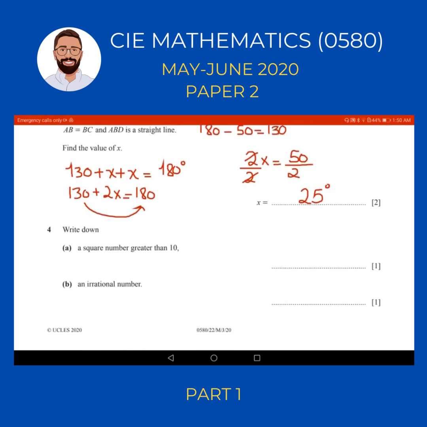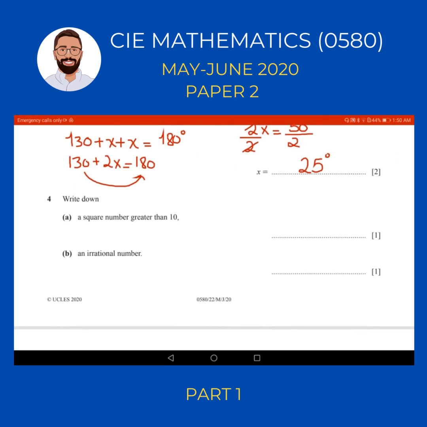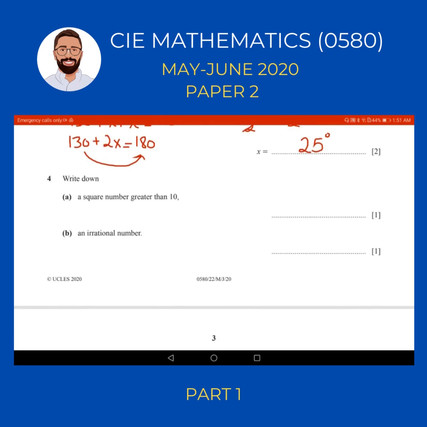Now, question 4. This is a simple and straightforward question. In part A, we need to write down a square number greater than 10. Let's recall a square number is the result of multiplying a number by itself. If you multiply 2 times 2, the answer is 4. So 4 is a square number. If you multiply 3 times 3, the answer is 9. So 9 is a square number. However, I can't write down 9 because 9 is smaller than 10, and the question says, write down a square number greater than 10.